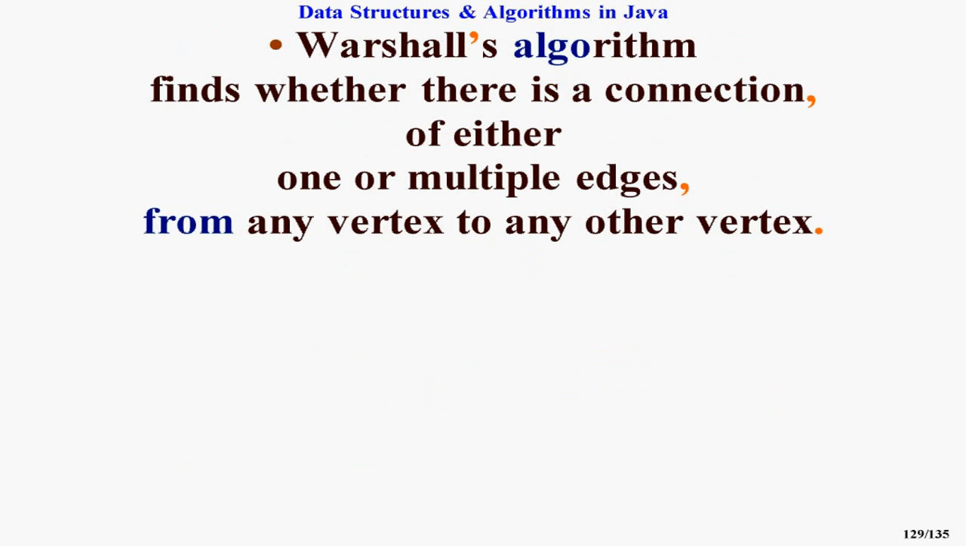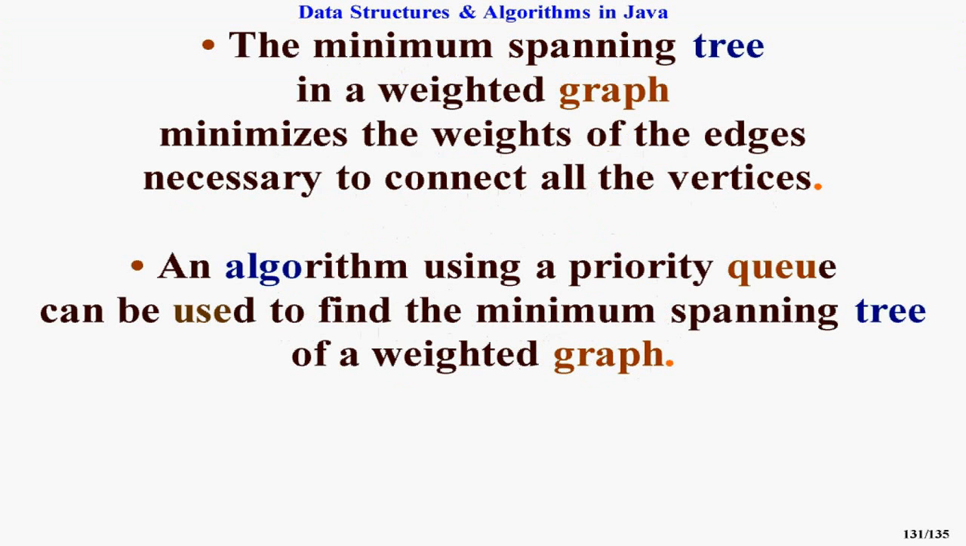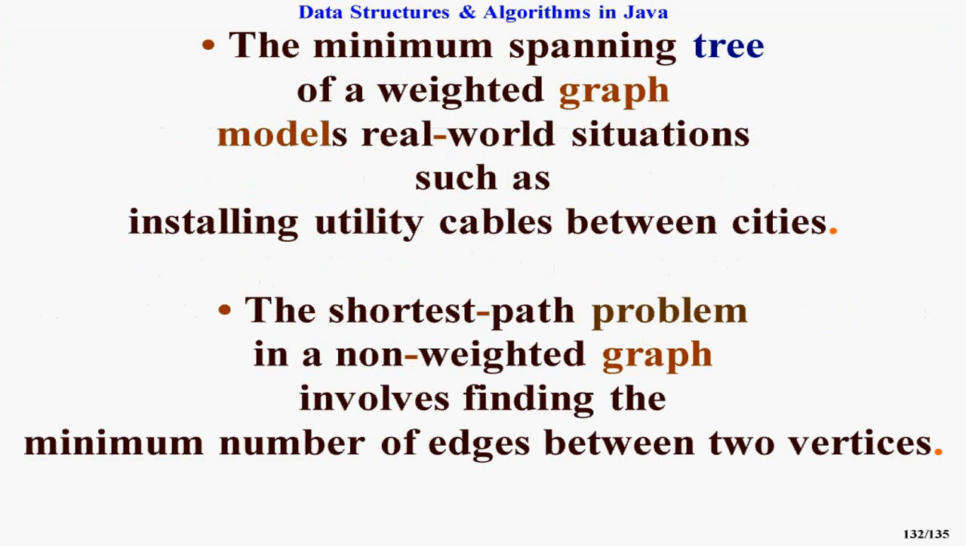Warshall's algorithm finds whether there is a connection of either one or multiple edges from any vertex to any other vertex. Weighted graphs. In a weighted graph, edges have an associated number called the weight, which might represent distances, costs, times, or other quantities. The minimum spanning tree in a weighted graph minimizes the weights of the edges necessary to connect all the vertices. An algorithm using a priority queue can be used to find the minimum spanning tree of a weighted graph. The minimum spanning tree of a weighted graph models real-world situations such as installing utility cables between cities.